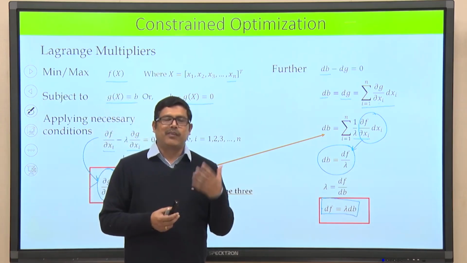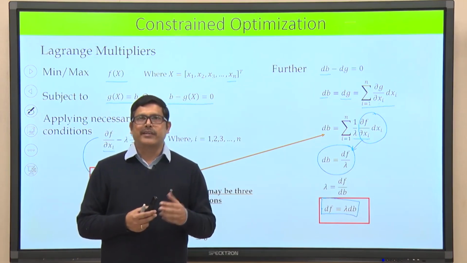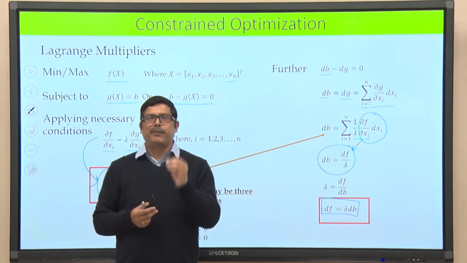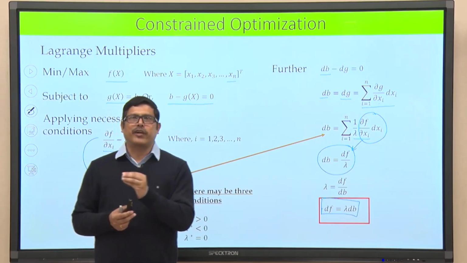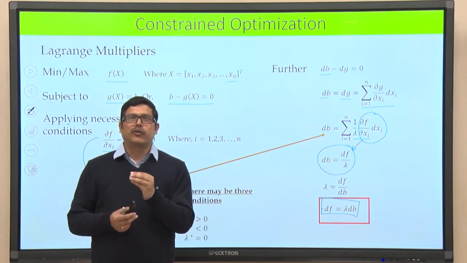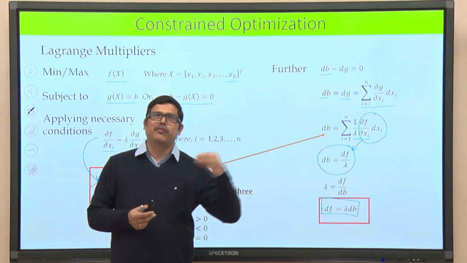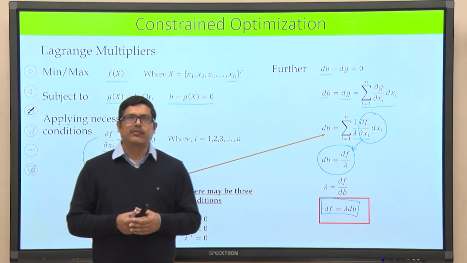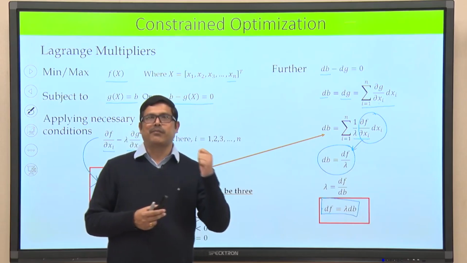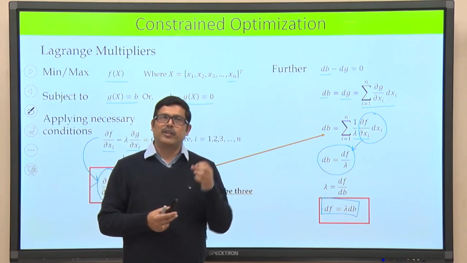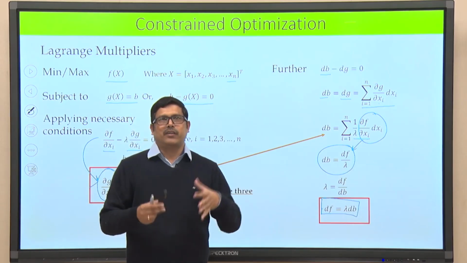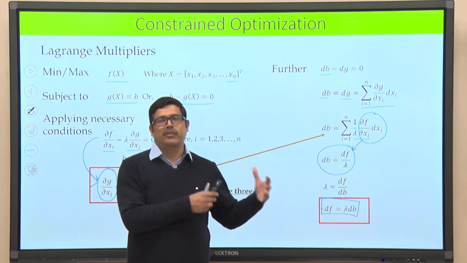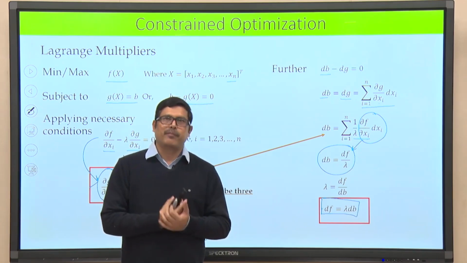Therefore, if lambda is very large, you have to be very careful in implementing the solution, because if there is a small change in the constraint, there may be a very large change in the objective function value. But if lambda is 0 or very small, that means the constraint is not that significant, so it will not have much influence on the objective function value.